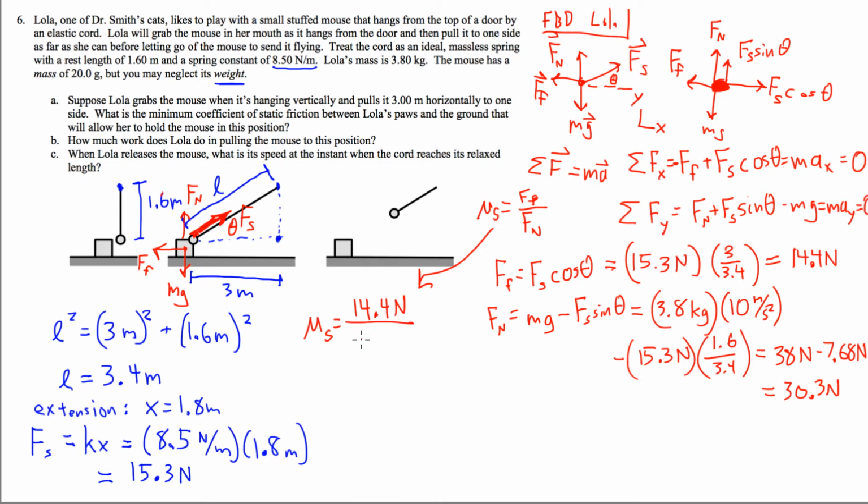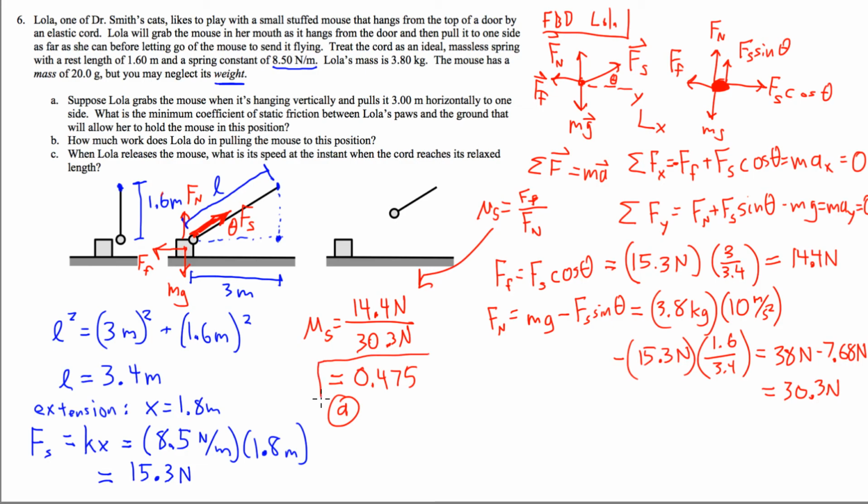Now we take mu s equals friction over normal, and plug in 14.4 newtons over 30.3 newtons. I cannot do that one in my head, so whatever that comes out to be is the answer. I don't even know how to pause this thing. Okay, here we go. 14.4 divided by 30.3 equals 0.475, so about 0.475. So that's part A.